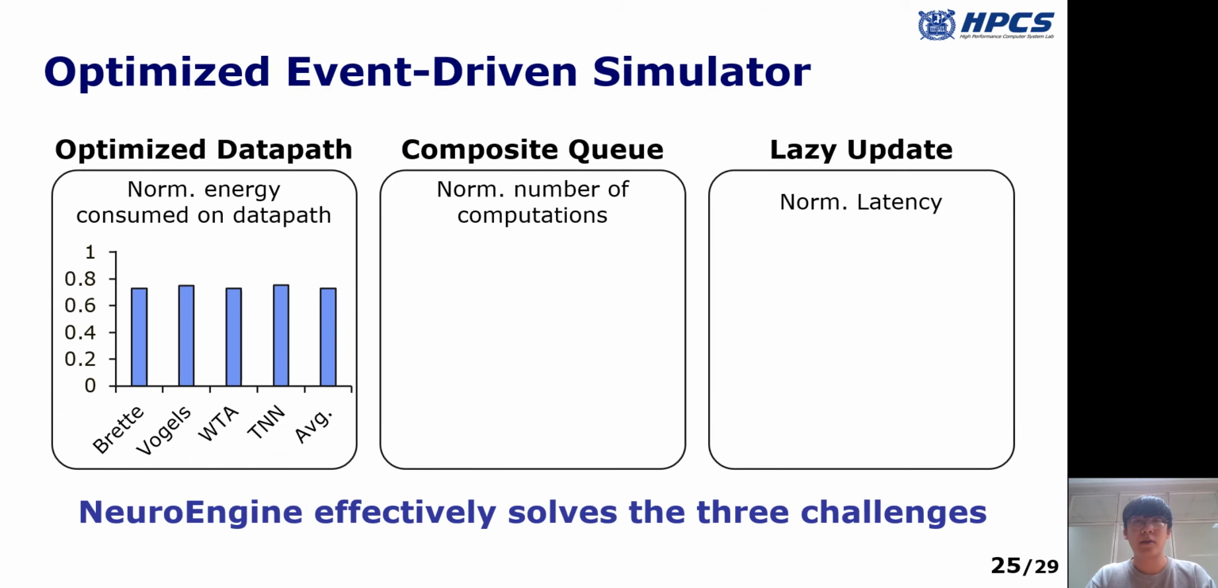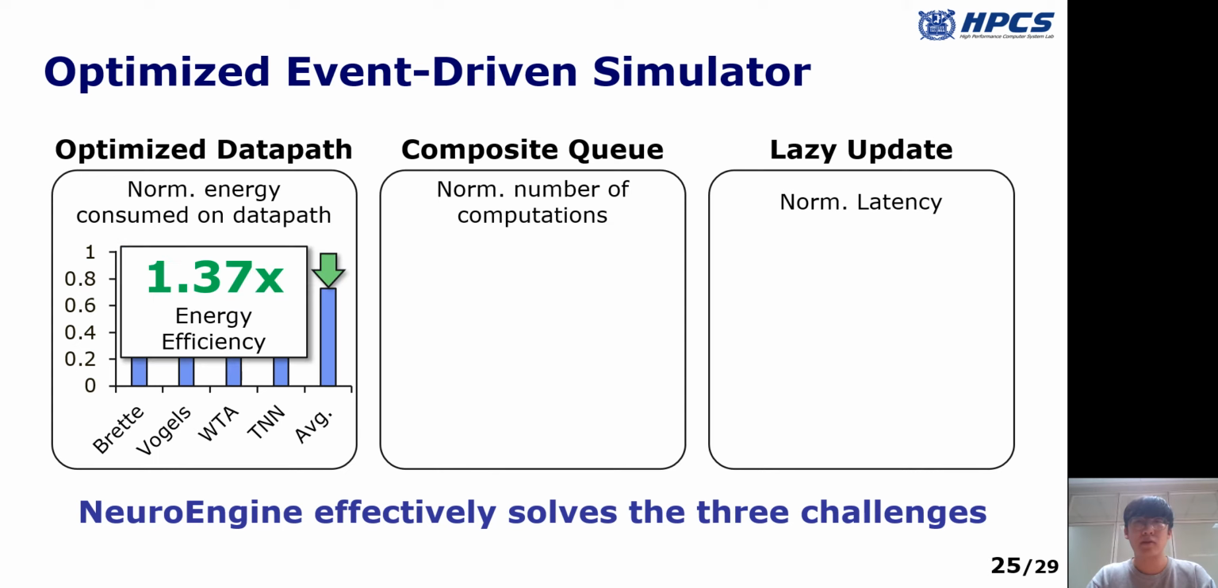We evaluate the effectiveness of our three optimization schemes. First, we evaluate how much energy consumed on the data path can be reduced after our data path optimization scheme. The graph shows the energy consumption normalized to the baseline data path. The result indicates that our data path improves energy efficiency by 1.37 times compared to the naive design.